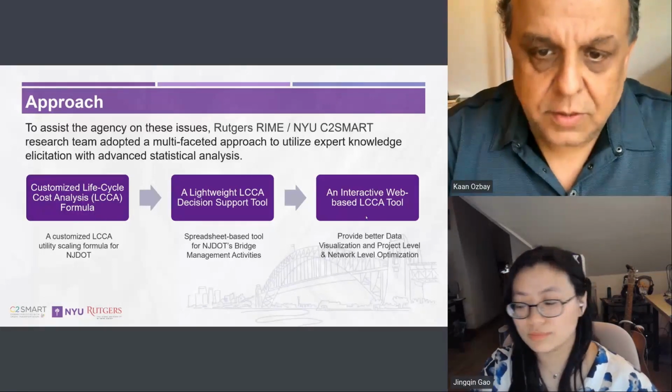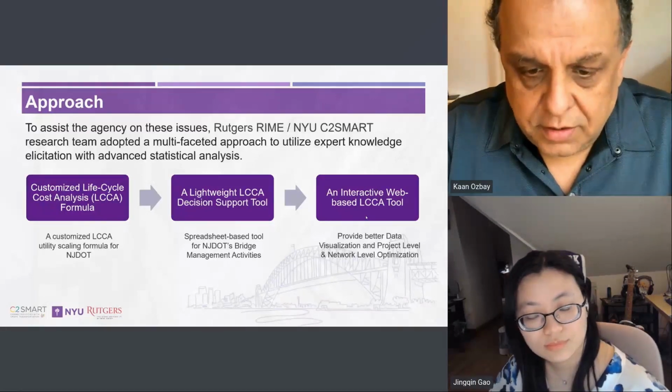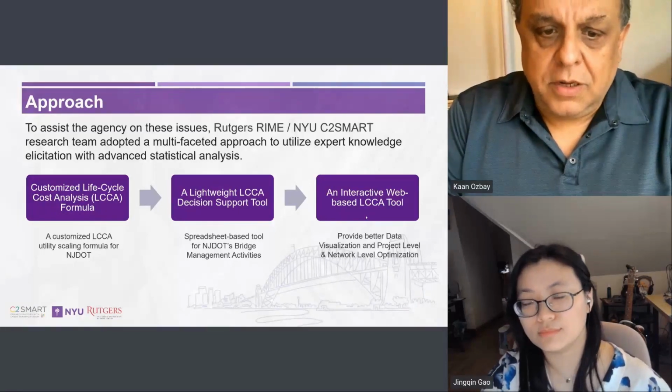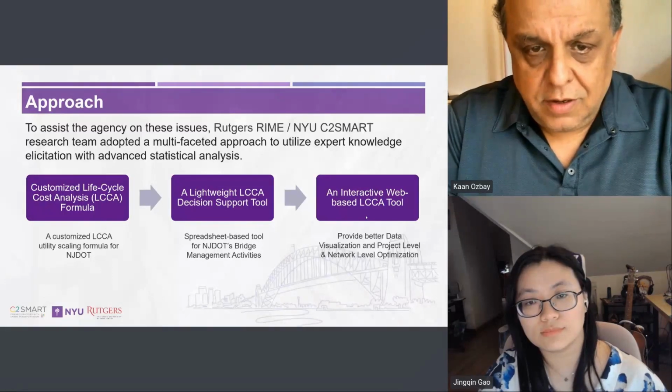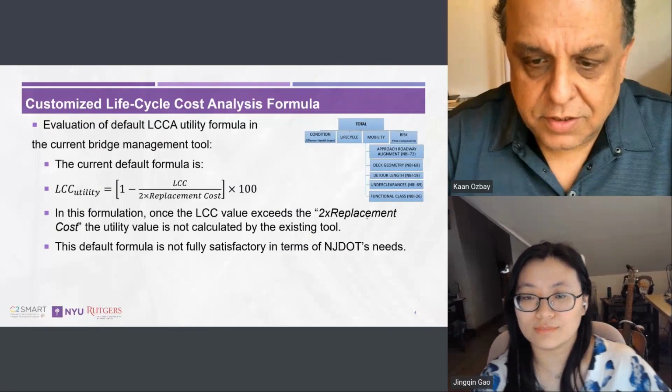So that gives us the flexibility of doing analysis, scenario analysis based on different criteria. So I'm going to stop here. This is the big picture, and I'm going to let Jenny take you through the rest of the slides. I know we have 15 minutes, and then we'll take questions afterward.